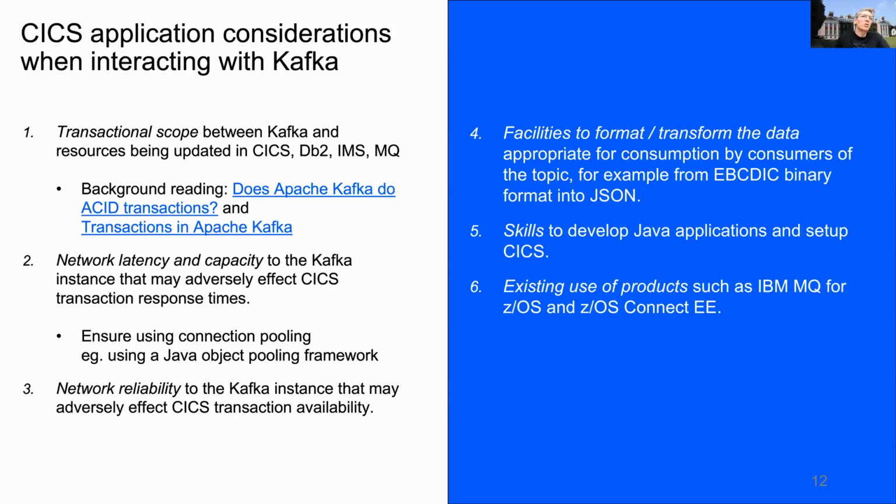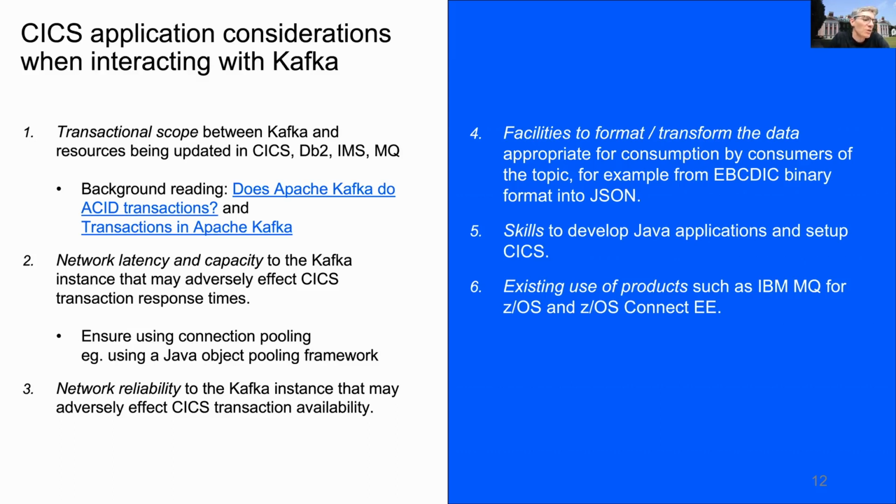So those options also come with a set of terms and conditions, if you like. I've just written down some of the considerations that you may have, and this comes down to the type of application architecture you're looking for, the qualities of service, and so on. One of the important things to think about is the transactional scope. What is the relationship between the data that you want to extract or consume in CICS and the data in Kafka?